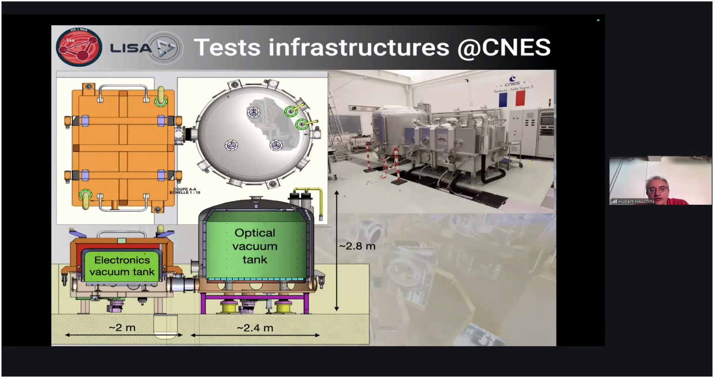So you had an overview of the scheme and also an overview of the optical stack. Here I also give you a view of the infrastructures that are being built and designed at CNES. And you see that it's quite big. I told you about this optical vacuum tank and this electronics vacuum tank. It's a few meters in diameter, 3 meters high. And the good news now is that all these facilities are being built at CNES, and also that we are building the different optical benches.